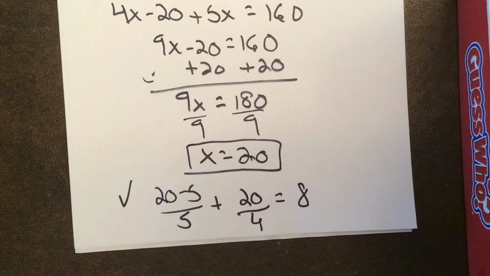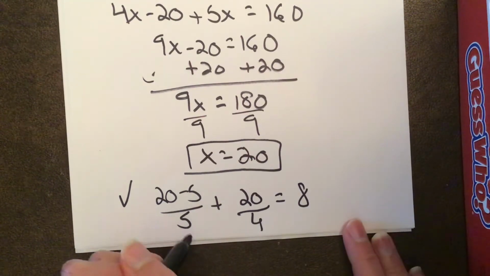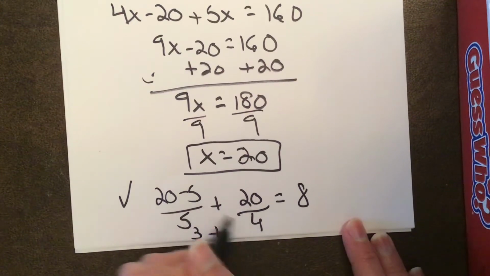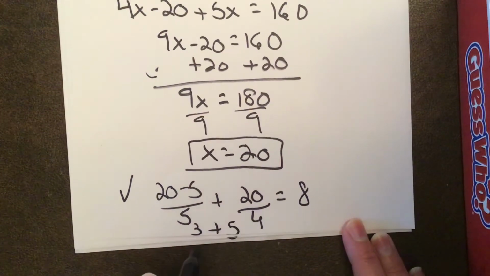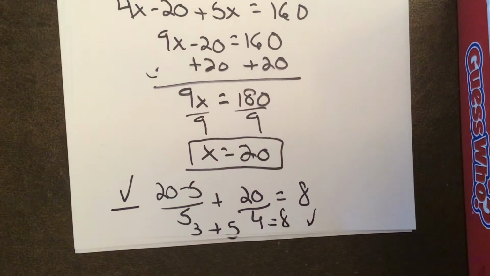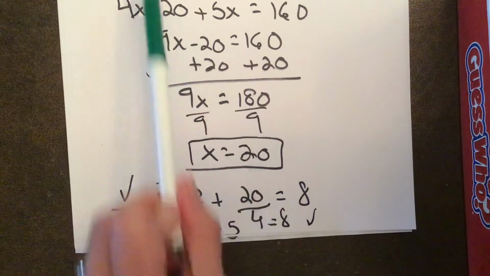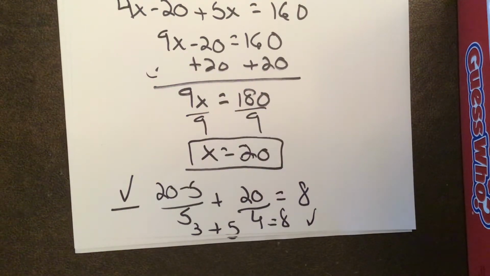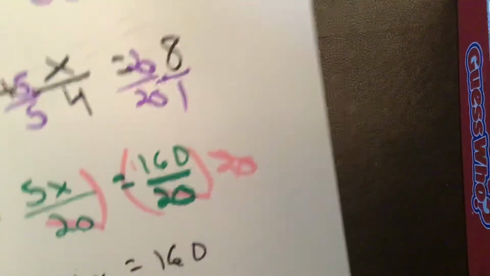So 20 minus 5 is 15. 15 divided by 5 is 3. And then 20 divided by 4 is 5, and 3 plus 5 equals 8. So it does check. And again, I would suggest going back and checking it if you're not sure, but you do need to for sure make sure that your solutions will not make the denominators equal to 0. All right, let's do another example.